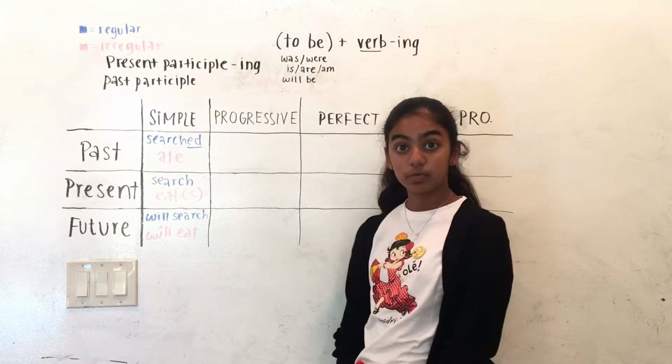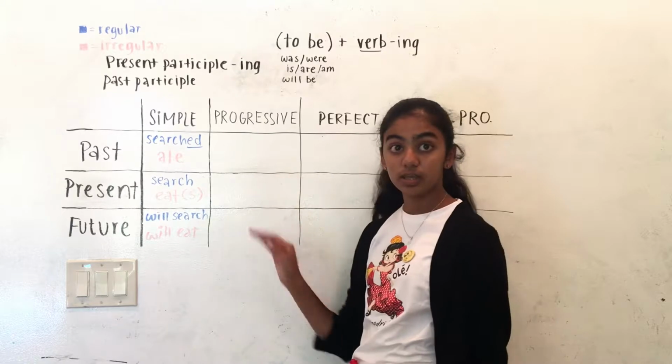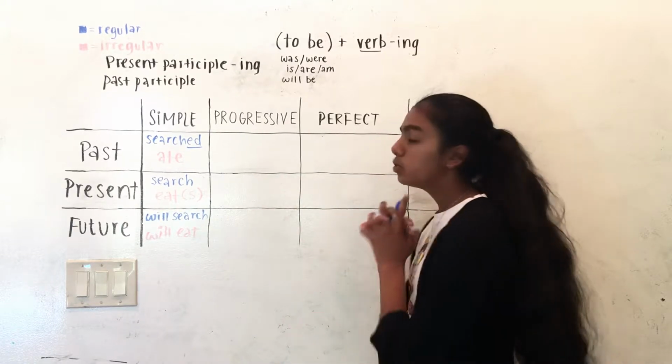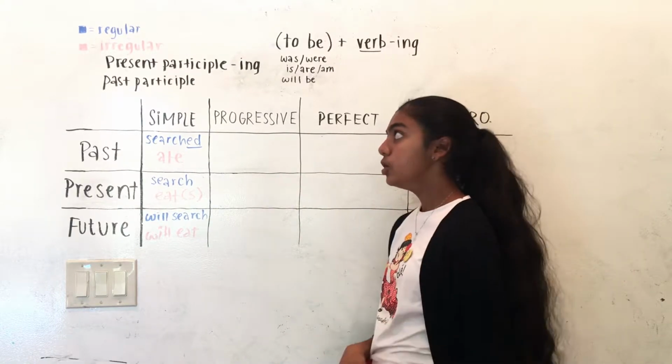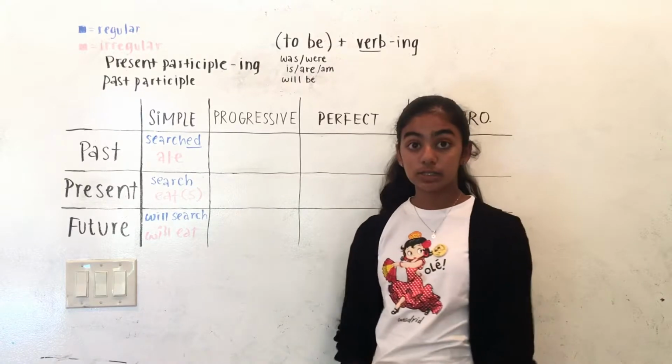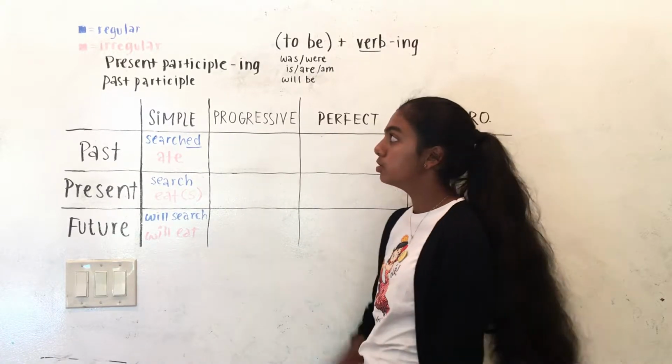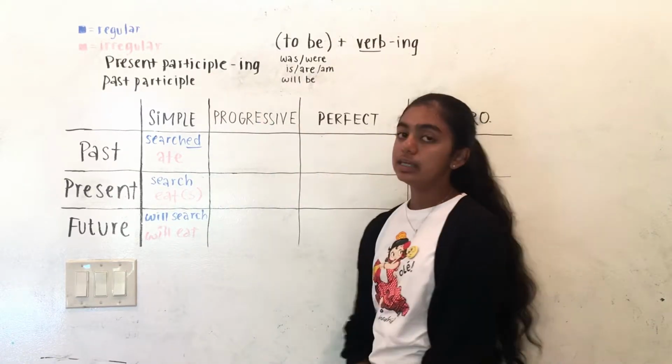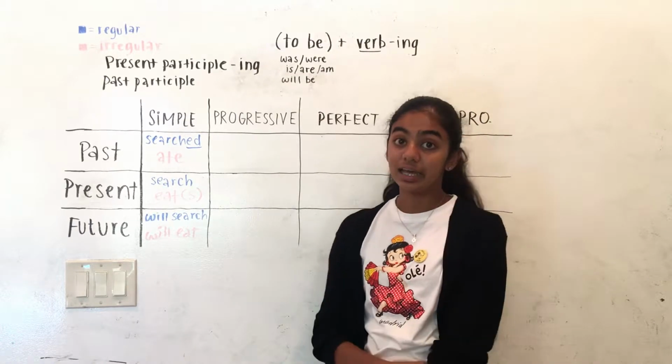Today we're going to be covering the progressive tenses, past, present, and future. So to start, we're going to need to know a couple of things here. We're going to need to know what a present participle is. So the present participle, right here, is the verb that ends in ing.